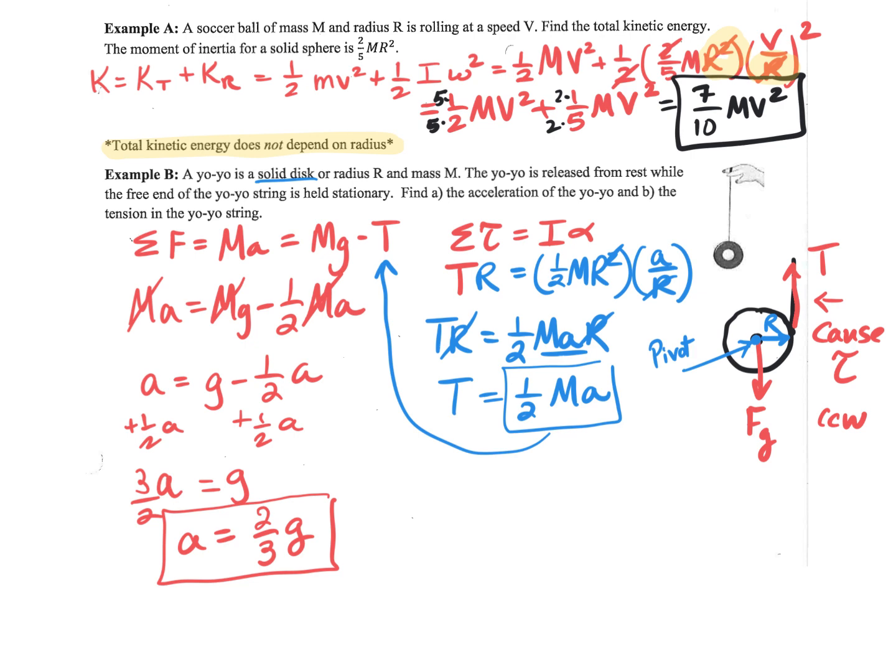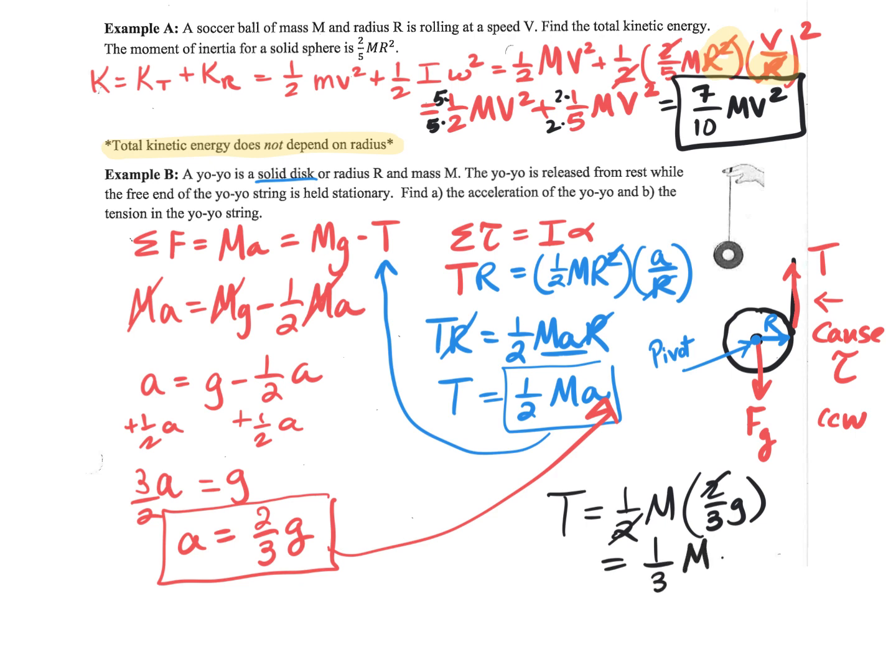So now we're going to take this and plug it back in here. So now we're going to get tension equals 1/2 M times 2/3 G. 2 and 2 goes away, so we get tension is 1/3 mg. All right, so far so good?